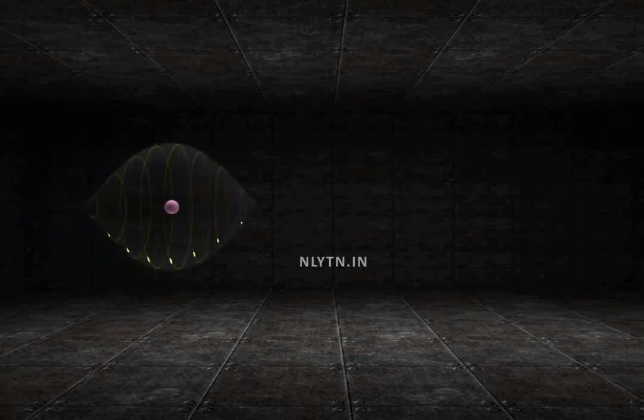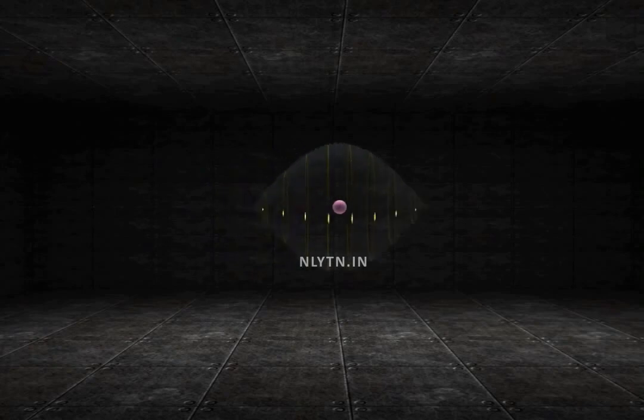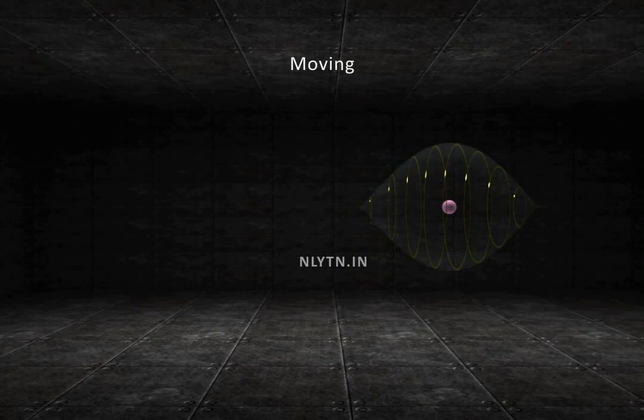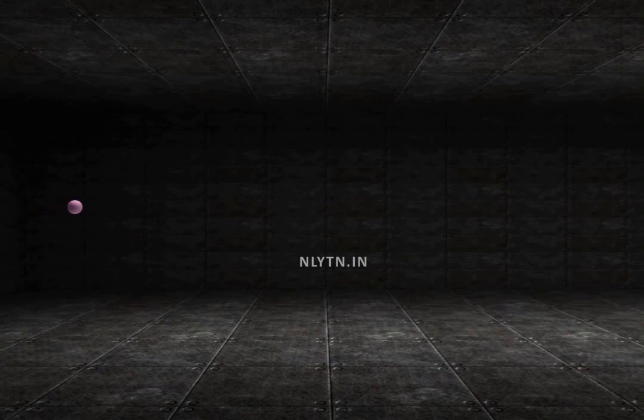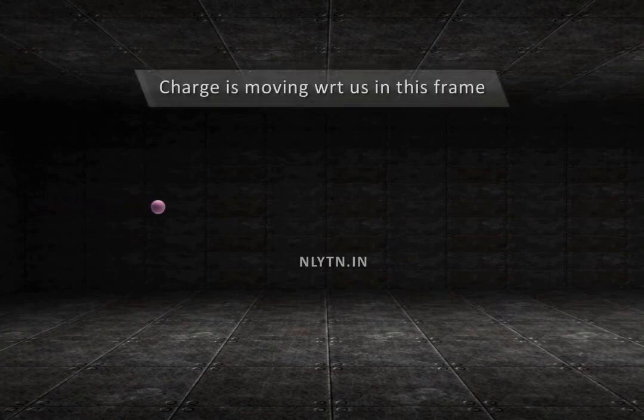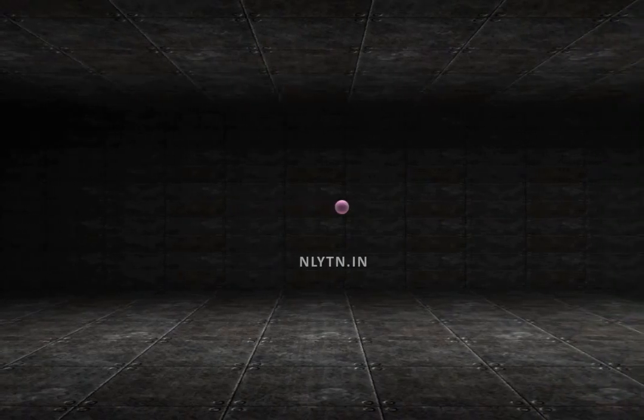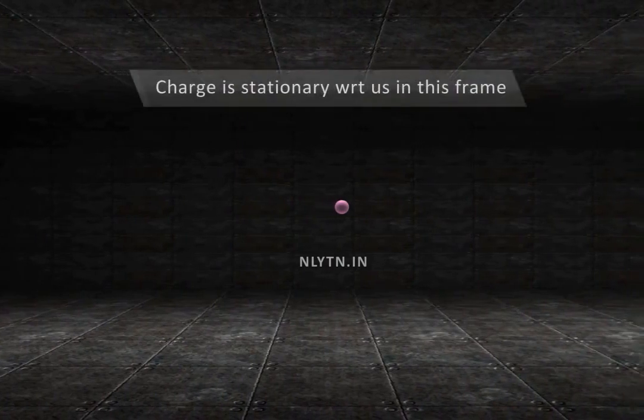We have seen that a moving charge creates a magnetic field. But when we say moving, the obvious question is, with respect to what? If we are stationary, then the charge is moving with respect to us. But if we start moving with the charge, then the charge is not moving with respect to us.